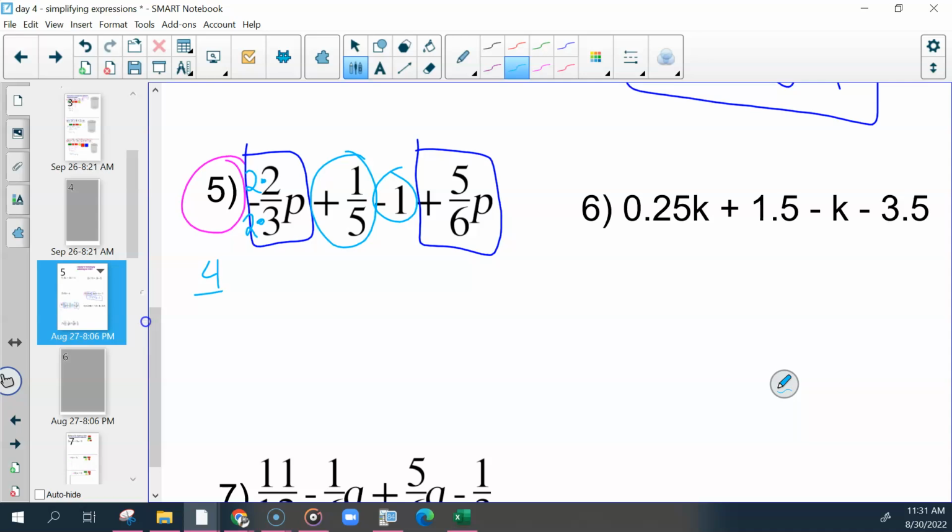Negative 4/6p. And we're adding that to 5/6p. We're going to do that here in a second. For the 1/5, I don't remember if I mentioned this in this class or not. Anytime we have whole numbers, we can make those into fractions. All whole numbers that you know really have an invisible 1 underneath. So what would I multiply this by to get it to be the same?